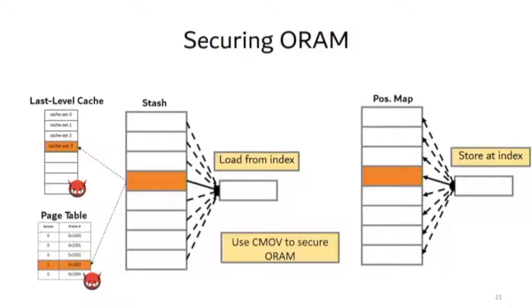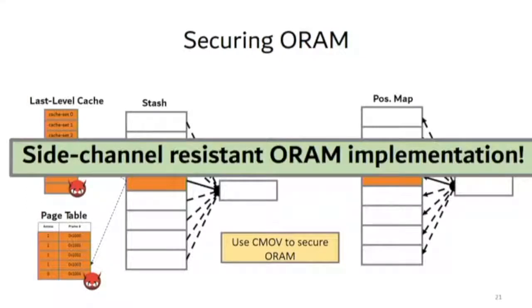So using cmove, we're going to technically access each index in the position map and each index in the stash, and at the end of it, what the attacker sees is that all of them were accessed. The attacker doesn't really know which one exactly it was. This is, I admit, an expensive operation, but it is required, because unless you are able to completely protect the stash and the position map, there is no point of using ORAM, because then you would be creating a side channel in your ORAM implementation. So we're calling this a side channel resistant ORAM implementation.